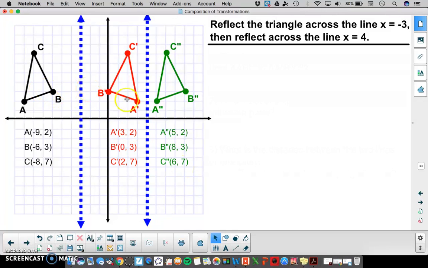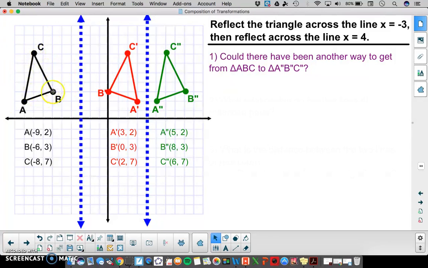Now what I want you to consider is, is there a way that we could have got from A, B, C to A double prime, B double prime, C double prime another way? Is there a different way to express that transformation?